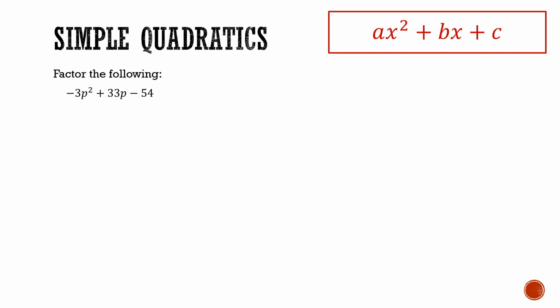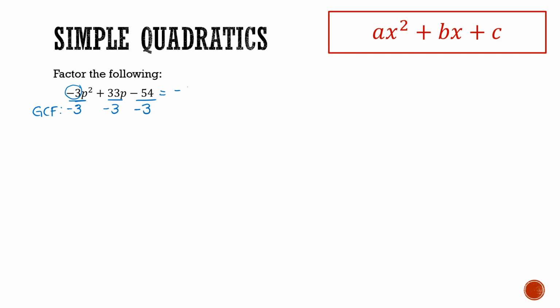is not 1. Here we have negative 3p squared plus 33p minus 54. First things first, let's look for the greatest common factor. I can see that 3 goes into each term here, but I want this p squared term to have a coefficient of positive 1, not negative 1. So I'm going to take this a step further and factor out negative 3 from all these terms instead.